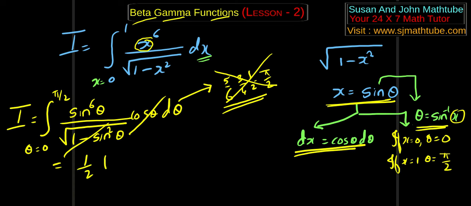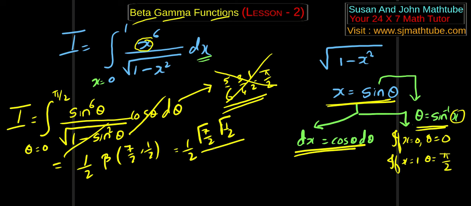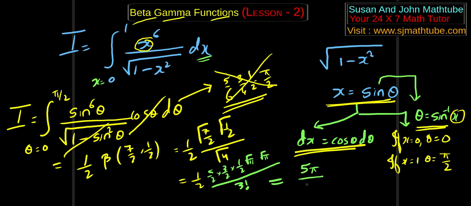So we write 1 by 2 beta of 6 plus 1 by 2, that is 7 by 2, comma 1 by 2, and that will be 1 by 2 gamma 7 by 2 gamma 1 by 2 the whole divided by gamma of 7 plus 1, that is 8 by 2, 4, gamma 4. And that is 1 by 2, then 5 by 2, 3 by 2, 1 by 2, root pi, the whole divided by 3 factorial. Find the answer and you will get 5 pi by 32.